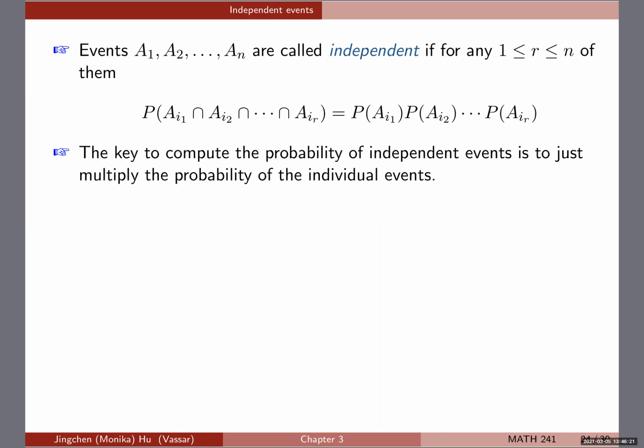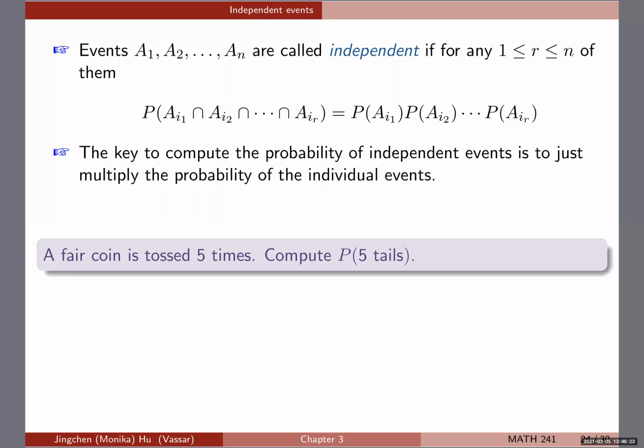Lastly, let's end with an example. A fair coin is tossed 5 times. Compute the probability of 5 tails. Without thinking about any independence, we know that it's a fair coin, and it's tossed 5 times. Each time the probability of getting a tail is 1/2, and they're independent, so you're taking the product of all of them. So it's going to be 1/2 to the power of 5.